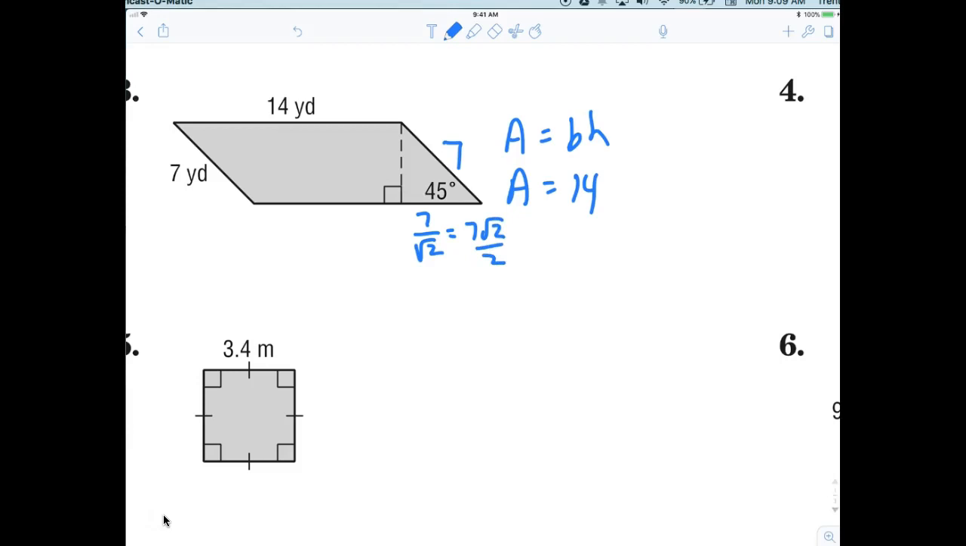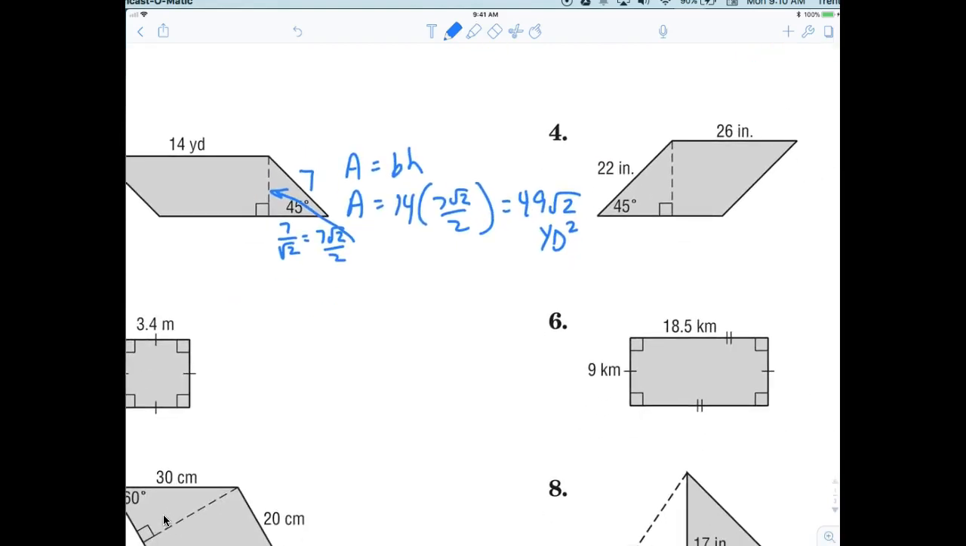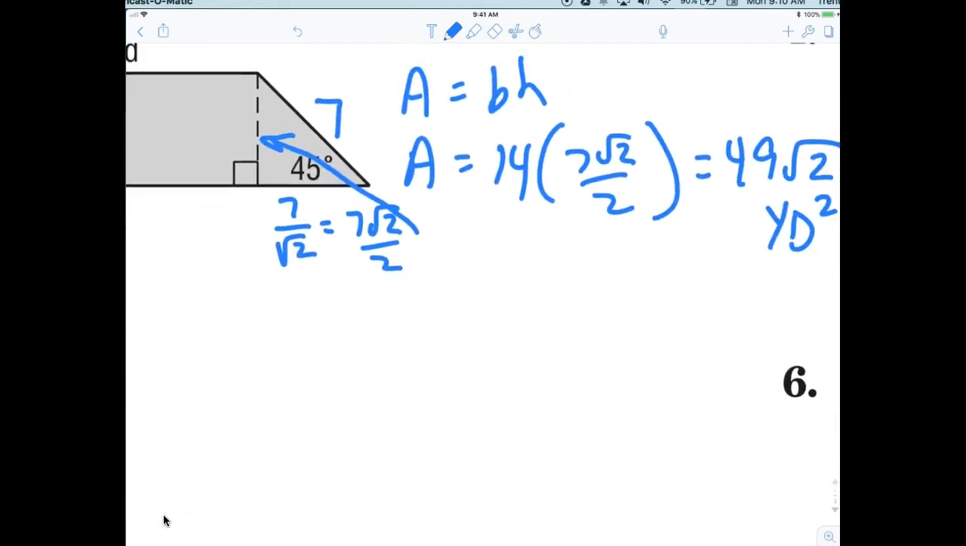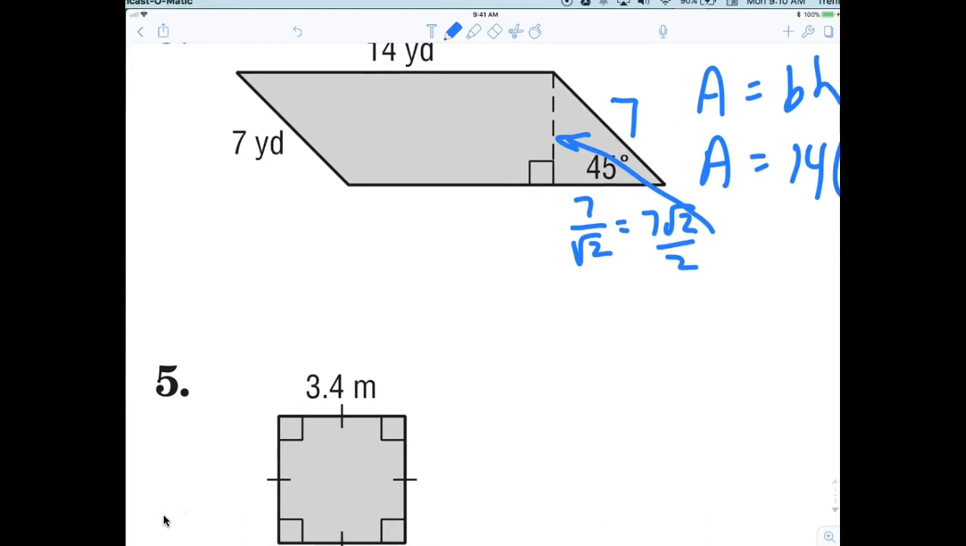That represents the height. So 14 times 7 radical 2 over 2, which is the same as, I think, 49 radical 2, and then go ahead and write the units, yards squared. Why is it 7 radical 2 over 2 instead of 7? To go from the hypotenuse to the leg, you divide by radical 2. It's a 45, 45, 90 on the other side of the triangle. Oh, okay. I see. All right, thank you.